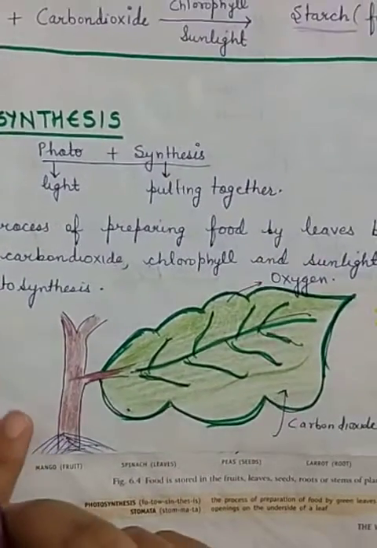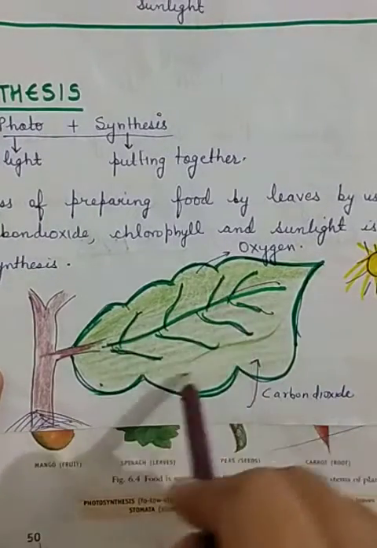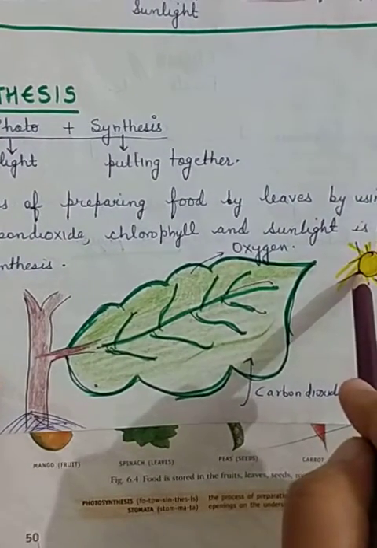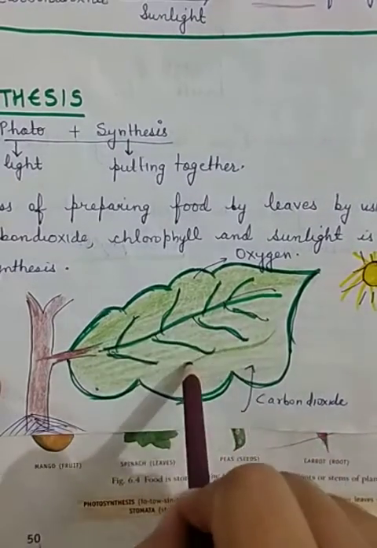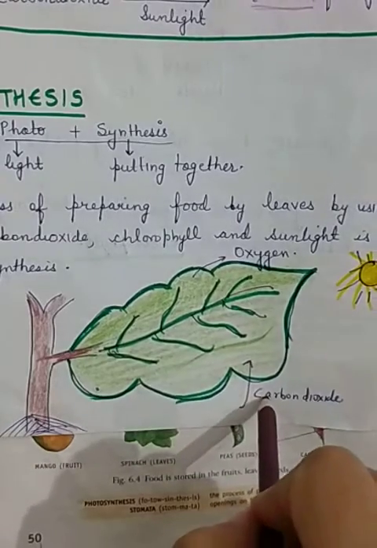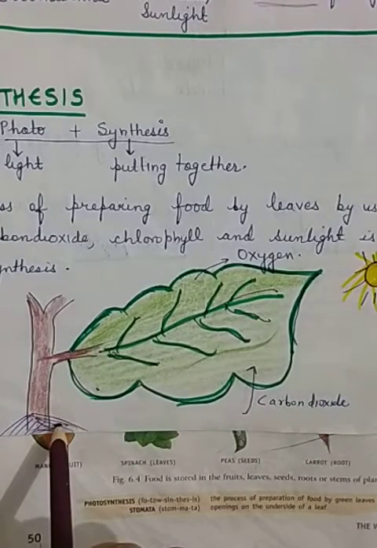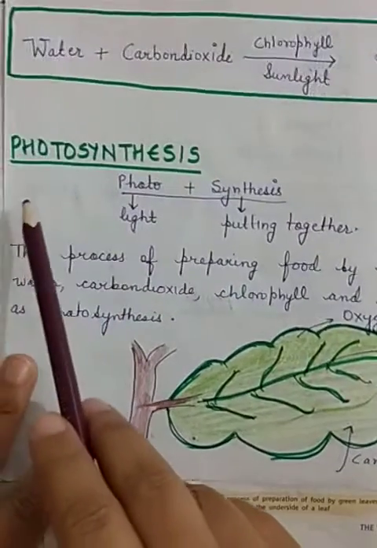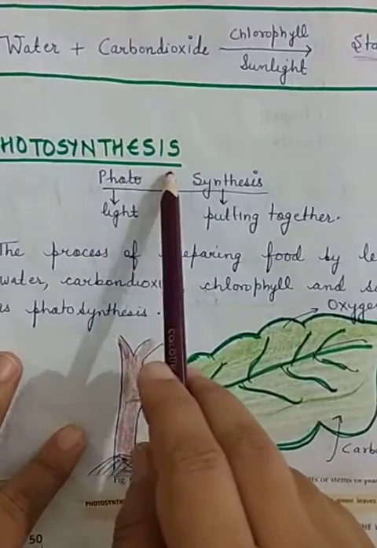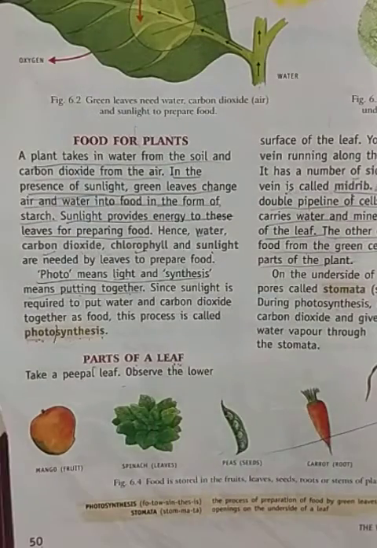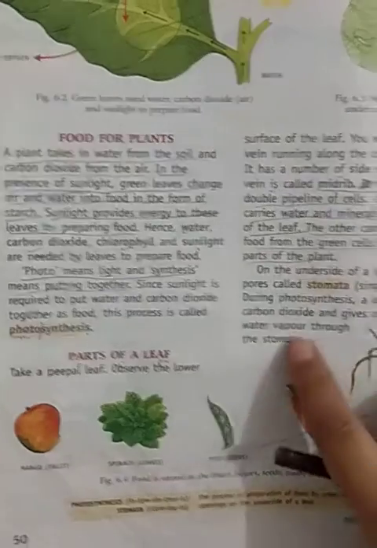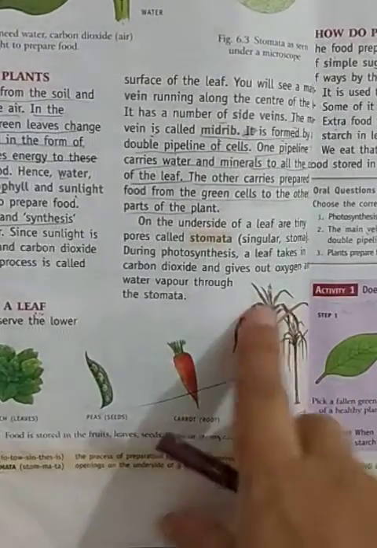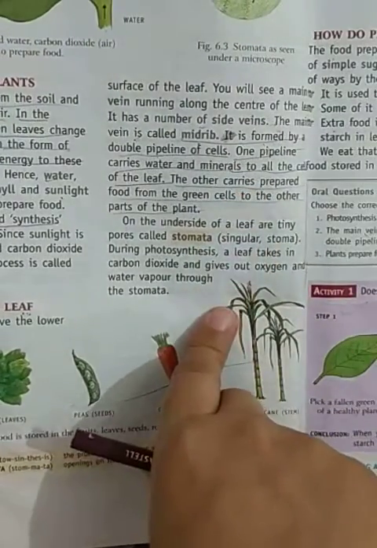And this is the simple diagram showing the leaf structure: it gets sunlight from the sun, the chlorophyll is present in the leaf, they get carbon dioxide from the air, and water they get from the soil. So in this way the process of photosynthesis takes place in plants. After that we have done the leaf, and in the leaf we have done the different parts of the leaf. This is given on page number 50 in this paragraph of your book.